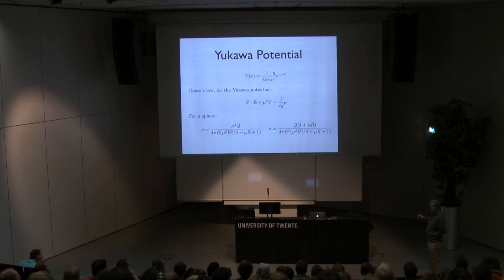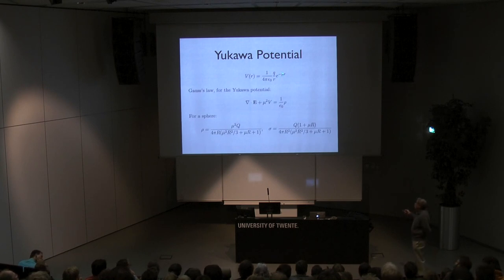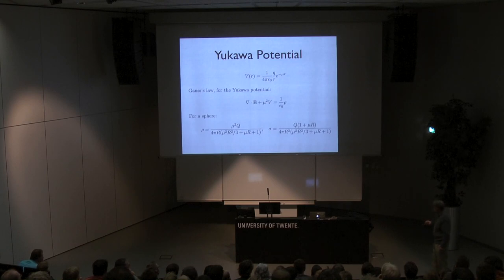That's 1 over mu, and mu is going to infinity, so I get 0. So in the limit of a very large mu, the Yukawa potential puts all of the charge uniformly within the conductor and leaves 0 for the surface. Kind of a curious fact. Okay, enough on the Yukawa potential.